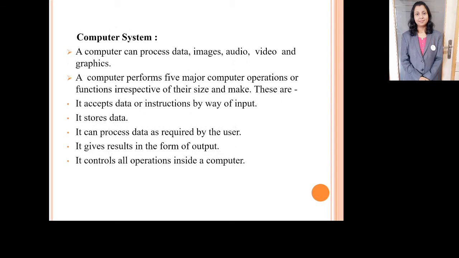What is a computer system? Okay, a computer can process data, images, audio, video and graphics. A computer performs 5 major operations or functions irrespective of their size and make. So these are the 5 major computer operations.